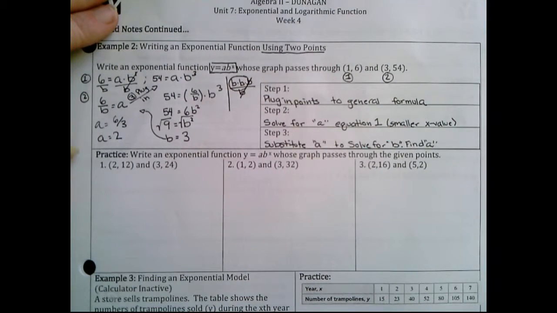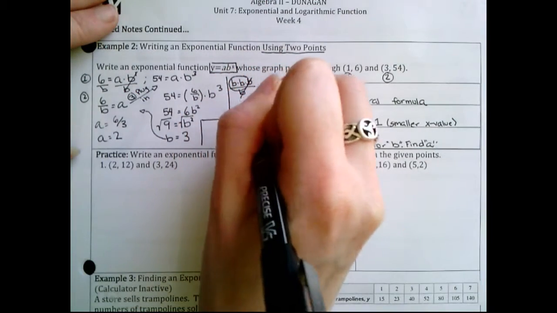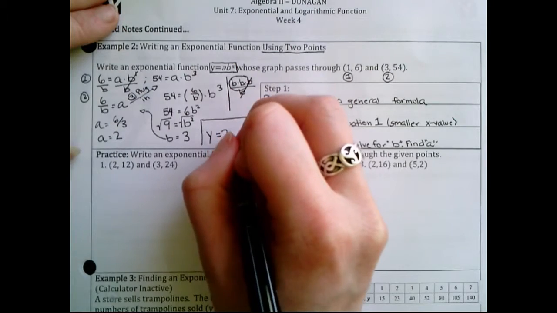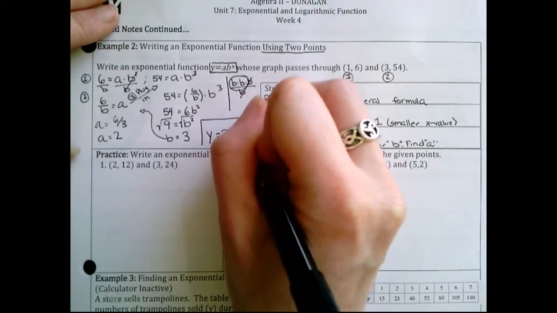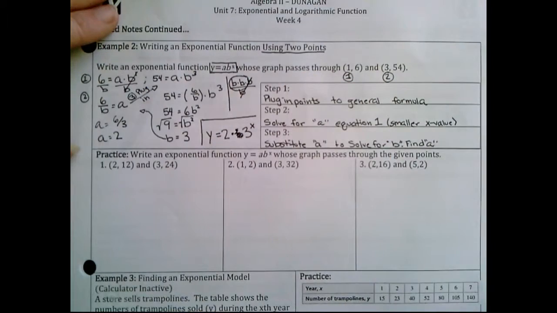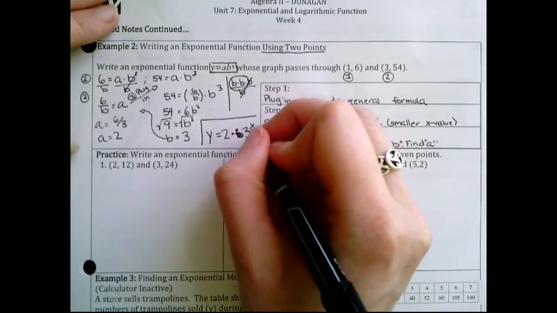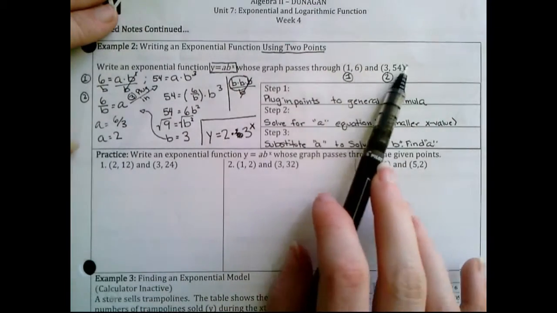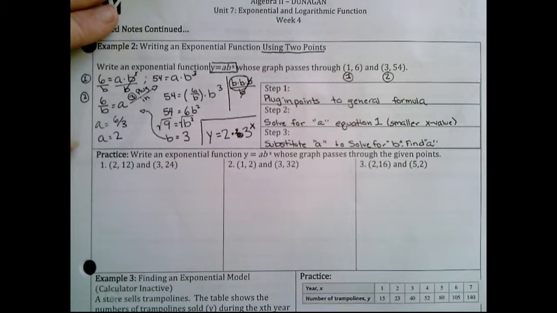Now that I know a and b, I'm basically done. All I have to do is plug them in. So I'm going to do that right over here. We're going to have y is equal to 2 times 3 to the x. So I'm replacing my b with 3, my a with 2, and my x and y will still stay in my equation. But if I plug these points in, they should work out. They'll end up being equal to each other on either side.